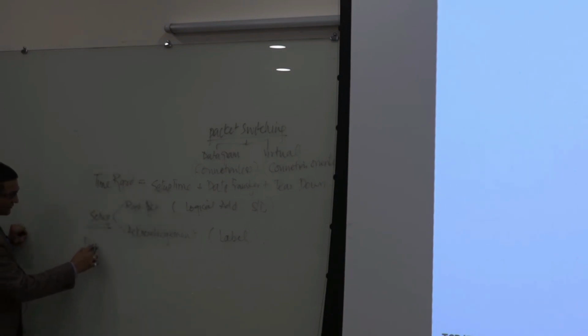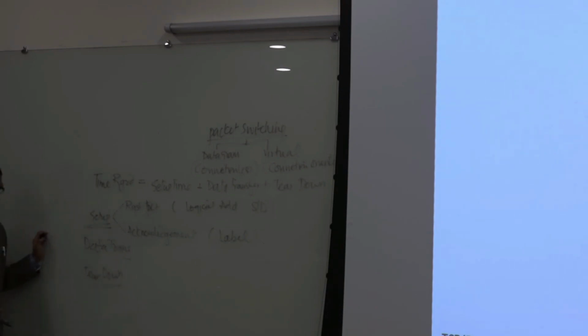Then comes the data transfer, the second phase. Here the actual data is delivered. Your path is established, and when both parties have agreed to communicate, the transfer happens. And then comes the last phase, tear down.